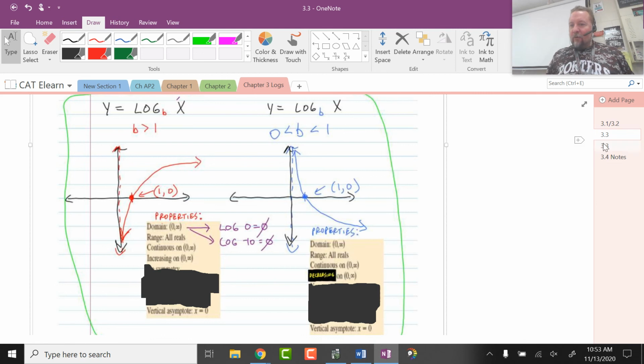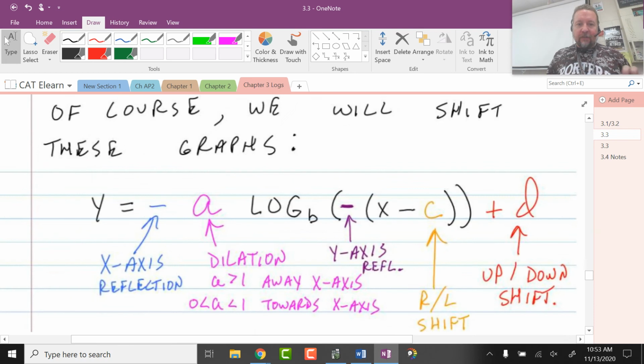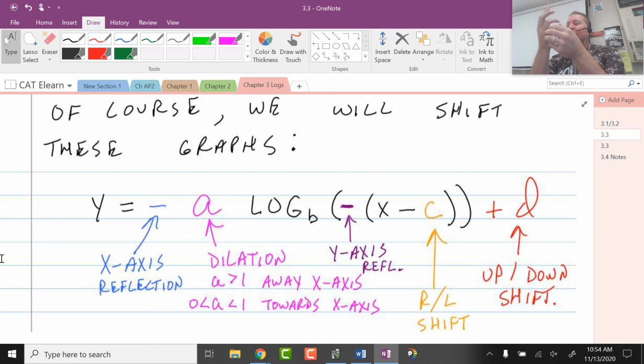Okay, and then of course, we are going to shift stuff. So this is standard. This happens to every function. We could have a negative out in front, which flips it over the x-axis. You can have an a value that stretches. We're going to stay away from those. Negative on the inside is a y-axis reflection. C right, left. D up, down.